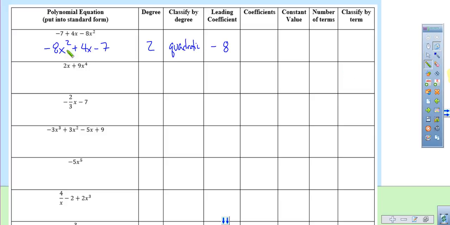One thing I do want you to think about is that this has 3 terms, and our terms are -8x squared, +4x, and -7. Those are our terms. The terms have the coefficients. So -8 is the coefficient of the first term, 4 is the coefficient of the second term, and the third term is special because it doesn't have a variable, therefore it doesn't change, so we call it a constant value. This has 3 terms, 1, 2, 3, and so we call this a trinomial.